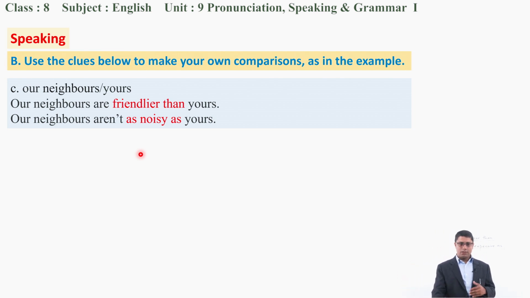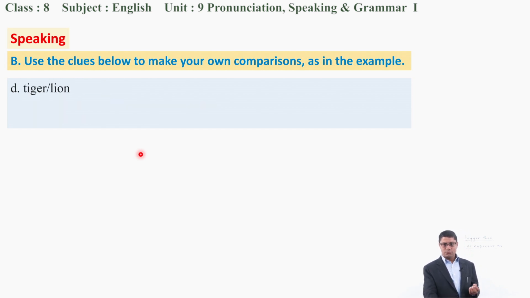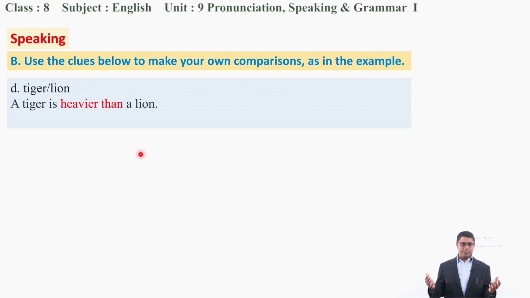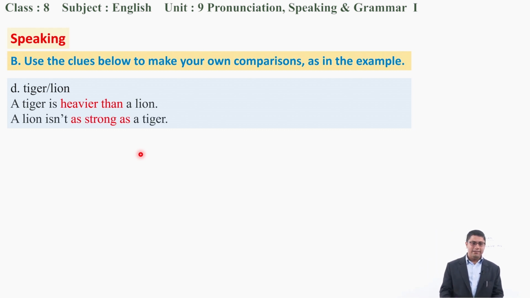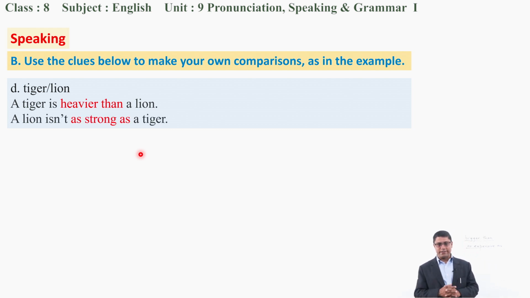Very good. Now let's compare between a tiger and a lion. Can you compare them? A tiger is heavier than a lion because a tiger has a little more weight than a lion. That's fine. Now using as adjective as, what will be your comparison? I want to hear from you. A lion is not as strong as a tiger. Very good.